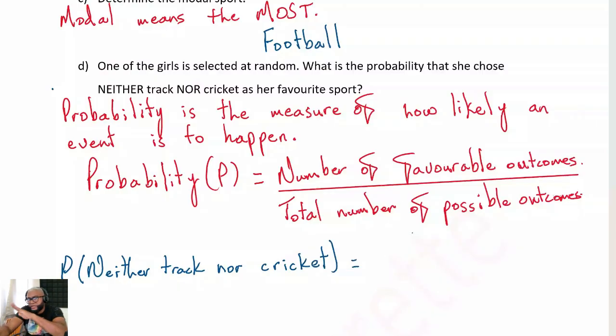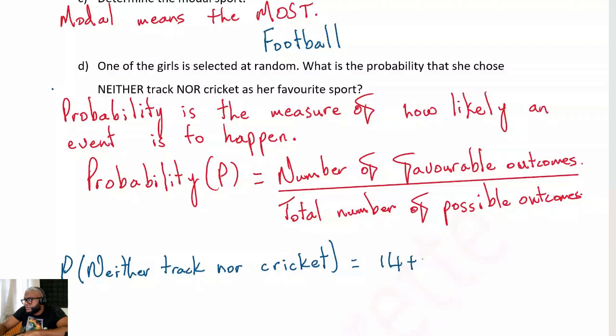So if I'm looking for the girls who chose neither track nor cricket, how many girls will that be? What are the favorable outcomes? What is the total amount of girls choosing neither track nor cricket? So that will be the girls choosing what? Give me the other sports. Swimming or football. Give me the numbers. Swimming is 14.